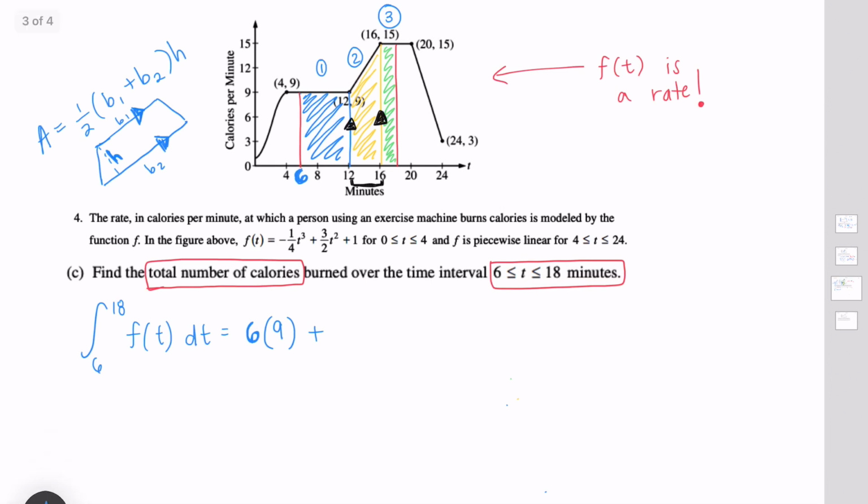So putting that into our formula, we have 1/2 times base 1 plus base 2. Well, those would be the y values. The y value here at this point is 9, plus the y value here at this point is 15.